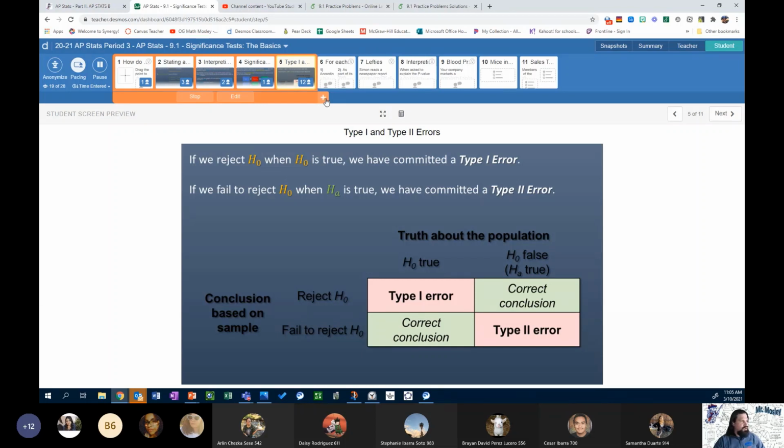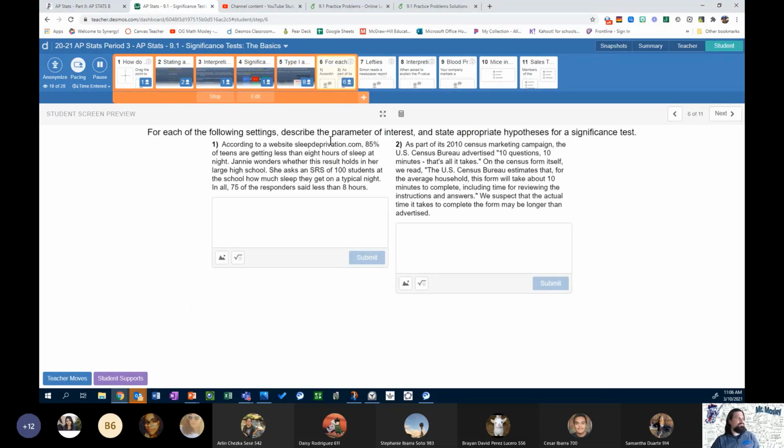Then that brings us to our first question. So if you're following along on my screen, excellent. You can continue to do so, but please make sure to progress yourself up to the 6th slide here. And this is our first 2 questions. Okay. For each of the following settings, describe the parameter of interest and state appropriate hypotheses for a significance test.